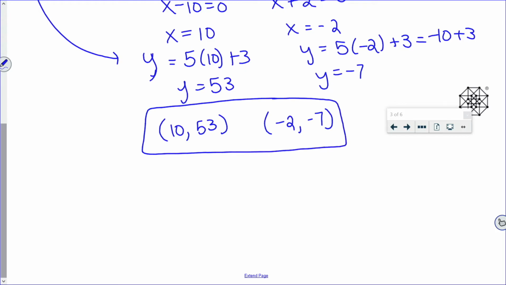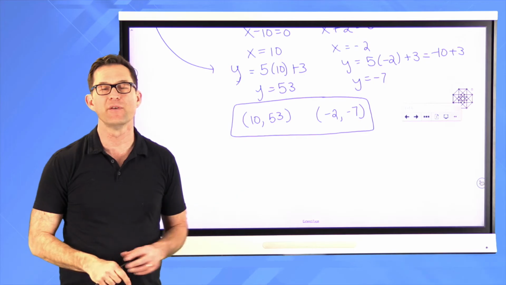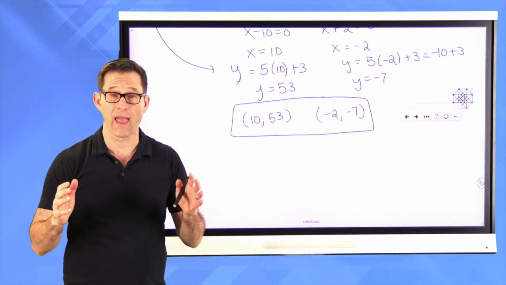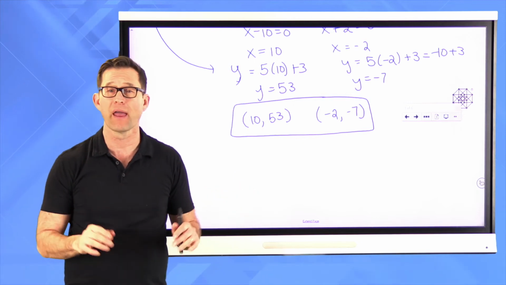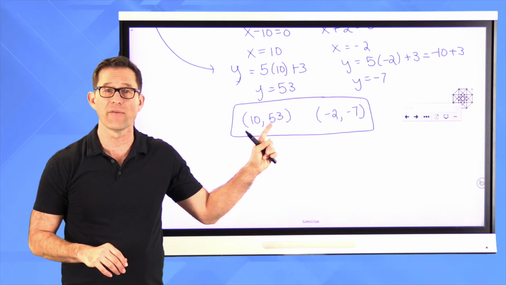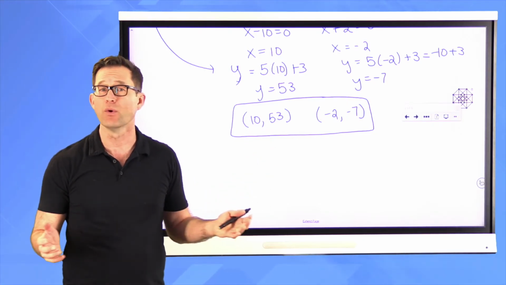And of course, you can see, especially with that first intersection point at (10, 53), that if you were doing a graph by hand, not using your calculator, this one would be a tough one to find simply because of how large that y value is. Now, using technology, it wouldn't be that bad, right?